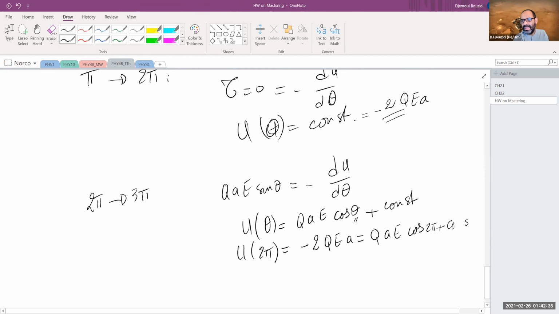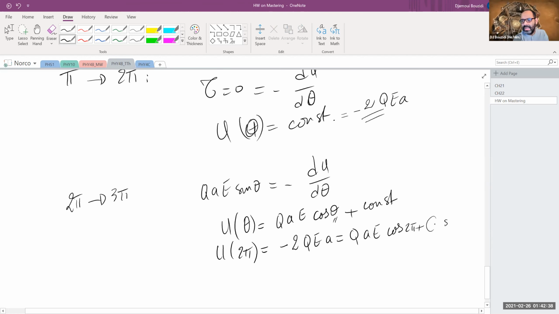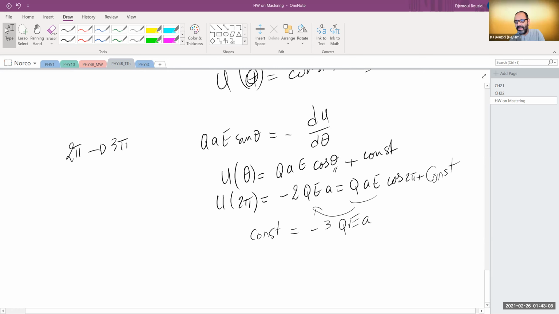Constant. Oh man, C-O. Can I write C-O-N-S-T? Okay. What is cosine of 2 pi? Isn't that 1? Yes. So when we move this to the other side, I will have 3 of them. So the new constant that makes sure that the continuity is fixed is going to be minus 3 QAE. And then the expression now looks a lot different.